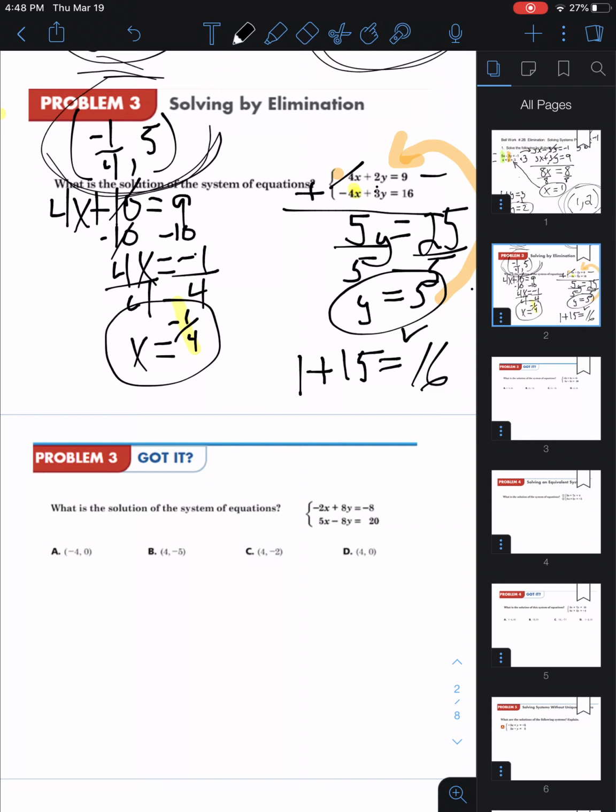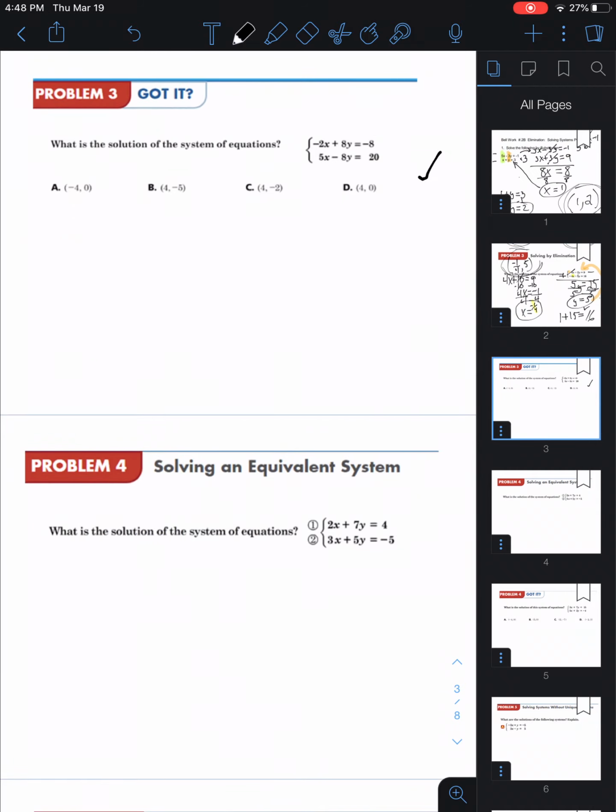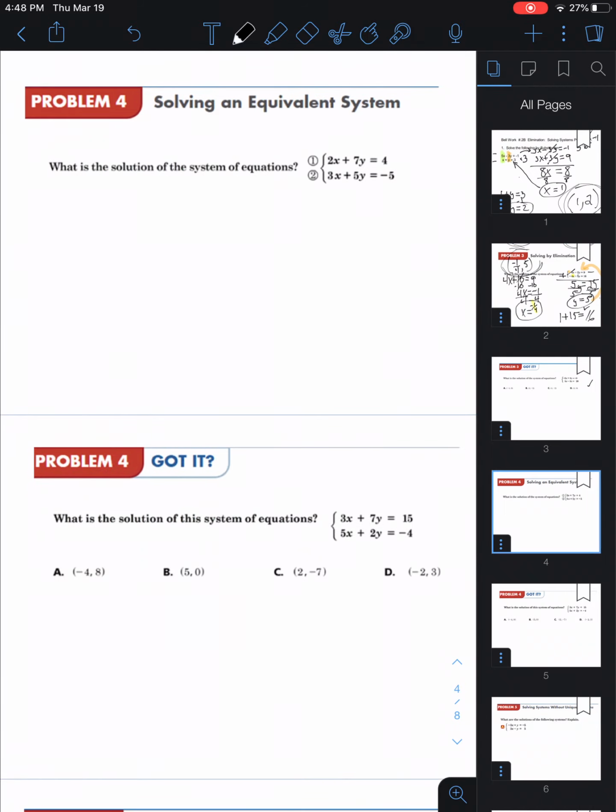That, again, is elimination. Now, I'm going to go ahead and skip past this one here. We'll go down to this one and look at this system. Notice that I've got 2x plus 7y equals 4, 3x plus 5y equals negative 5. Equation 1 and equation 2, I don't have any opposites, and I don't have one piece that I can multiply by. But let's look at, say, eliminating.